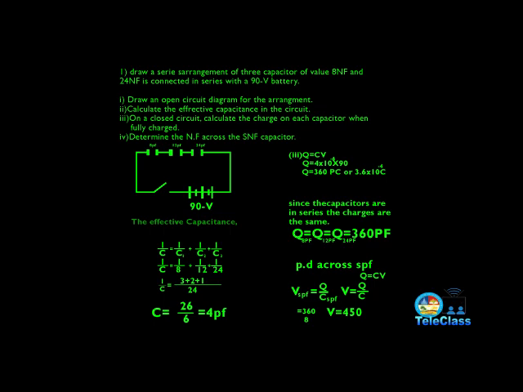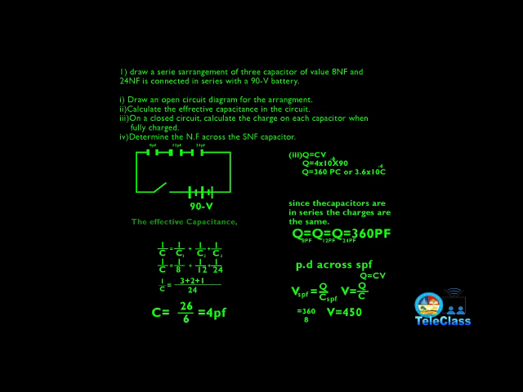Another question says, a series arrangement of three capacitors of values 8 microfarad, 12 microfarad, and 24 microfarad is connected in series with a 90 volt battery. First question, draw an open circuit diagram for this arrangement. Two, calculate the effective capacitance in the circuit. Then three, on closed circuit, calculate the charge on each capacitor when fully charged. Then the last question says, determine the potential difference across the 8 microfarad capacitor.